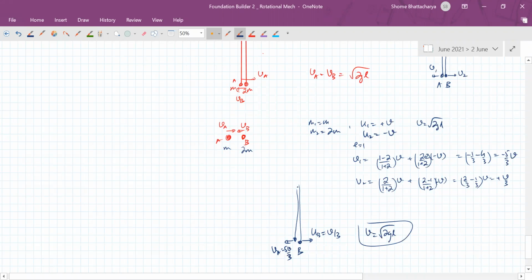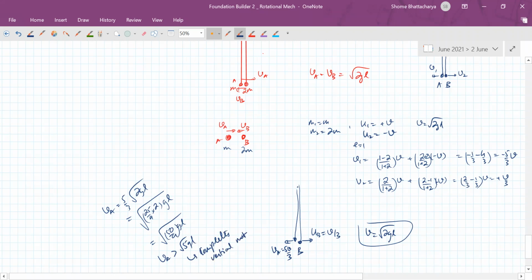So from this, you'll understand that A has a velocity greater than √5gl. If you compare A's velocity, 5 by 3 √2gl, and take this inside, it is 25 by 9 into 2 gl, so that is 50 by 9 gl. So vA is greater than √5gl, so it will complete vertical circular motion. Whereas B will oscillate like a pendulum, because its velocity is less than √2gl. So B will come to rest somewhere at some theta, which you can calculate by just making the kinetic energy 0.